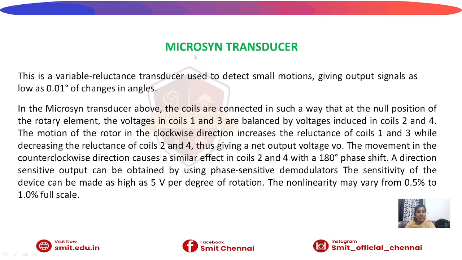The next topic is the microsyn transducer. This is also a sensor, and we can also call it a variable reluctance transducer. Variable reluctance means it opposes the magnetic field. It opposes the magnetic flux. It is used for small motion.